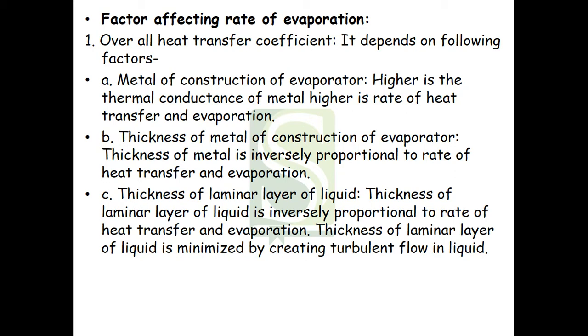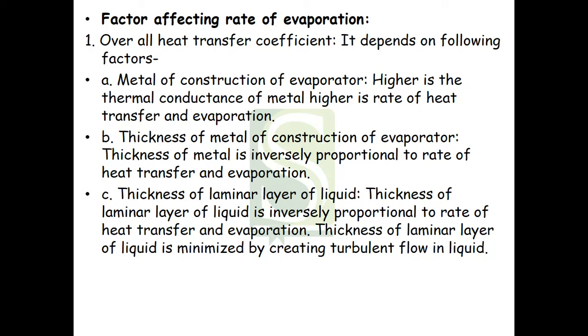Next we have thickness of the laminar layer of liquid. So the thickness of the laminar layer of the liquid is inversely proportional to the rate of heat transfer and evaporation. So thickness of laminar layer of the liquid is minimized by creating turbulence. So we can say this laminar layer acts as a stagnant layer, okay, and a stagnant layer provides greater resistance. So the more the thickness of the stagnant layer, the more will be the resistance for the heat transfer, right? And the thinner the stagnant layer, the less will be the resistance. That means the less the thickness of the stagnant layer, the more efficient will be heat transfer, right? So we can say the rate of evaporation will increase in this case.